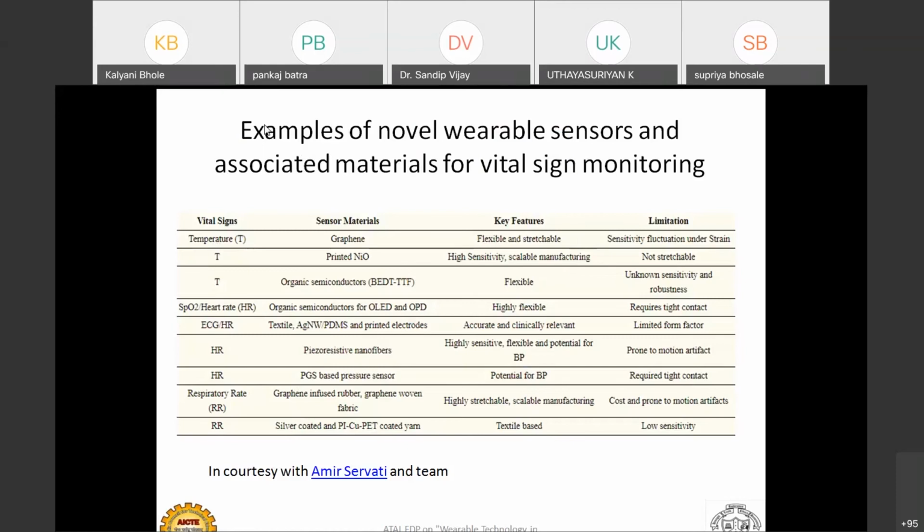I just want to share this: what are the sensors, the vital sign measurement, what are the materials used, and what are the key features and limitations. This table is available in a research paper; Amir Servati and his team have worked on this and prepared it. As this is very useful information, I just wanted to share it with you.